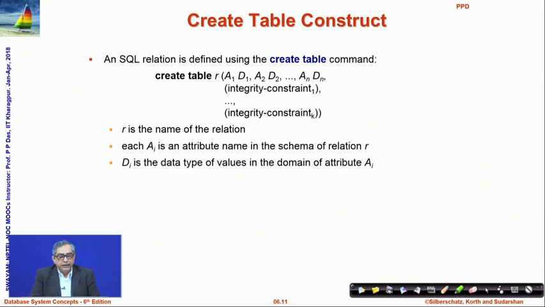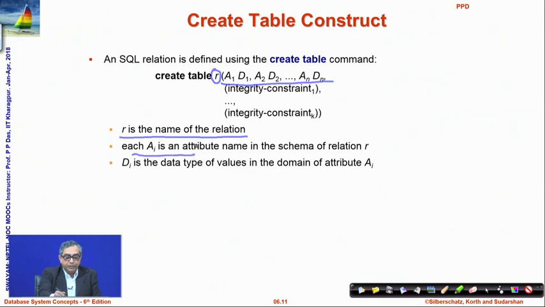Now, to create a table, this is how you go about it. The SQL keyword create table is the basic command. With create table you have to specify a name. Here the name given is R, which is the name of the relation, and then you provide a series of attributes separated by commas.